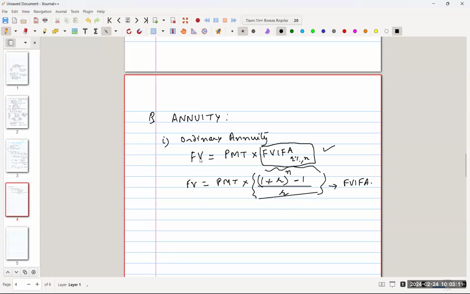So as we go along, let's complete the formulae part. As we go along, we will pick up examples slowly, and we will see the application of all of these, as well as using the calculator.